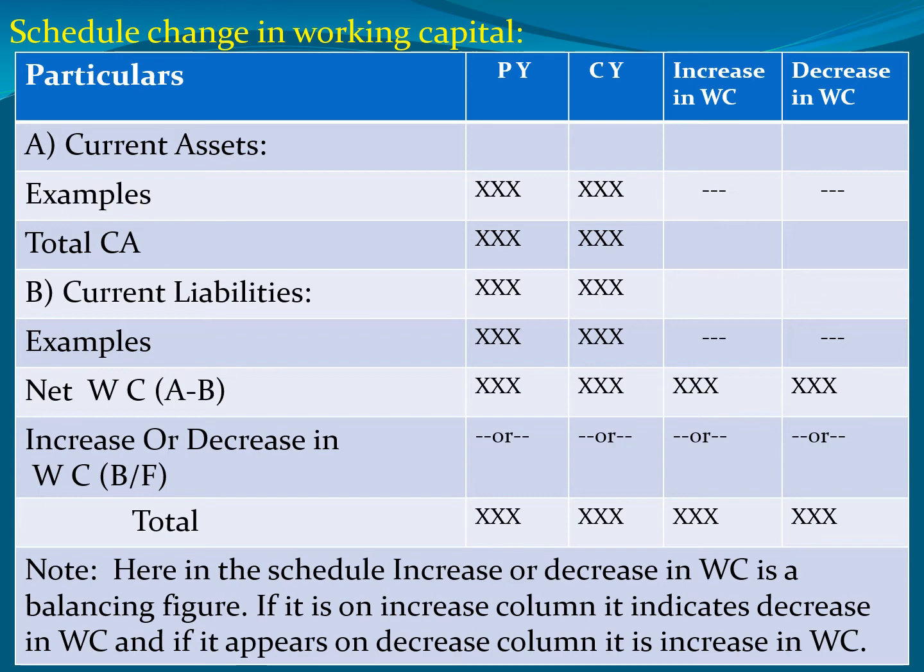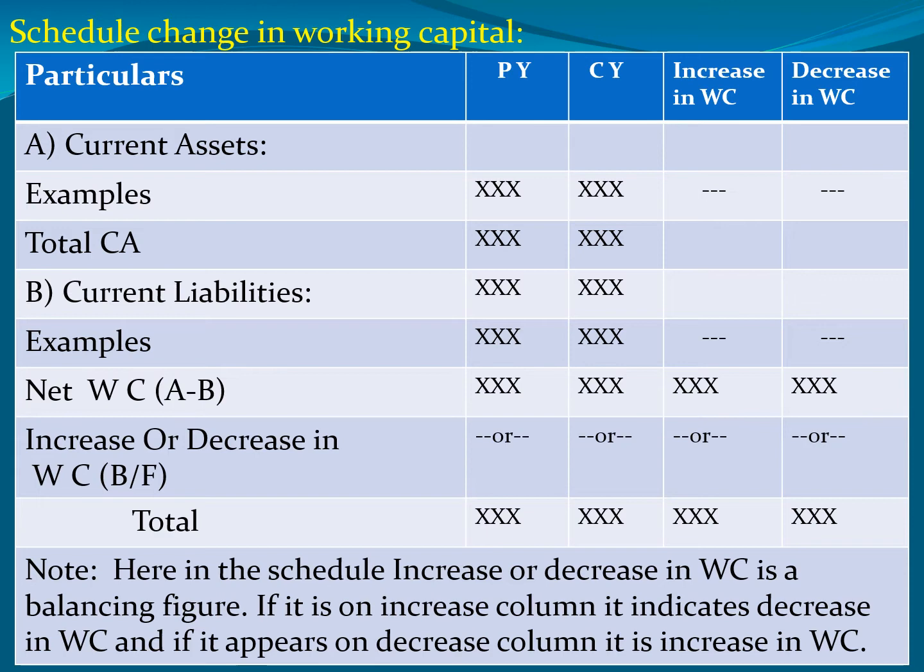Suppose the cash in previous year is 5,000 and current year 7,000, so 2,000 increased. So what is the effect on working capital? The current assets increase means the working capital increases. Current assets decrease means there is a decrease in working capital. So the current asset shows a direct relationship with the working capital. So if it is increased, write in the increase column. If it is decreased, write the net increase or net decrease in the particular column.